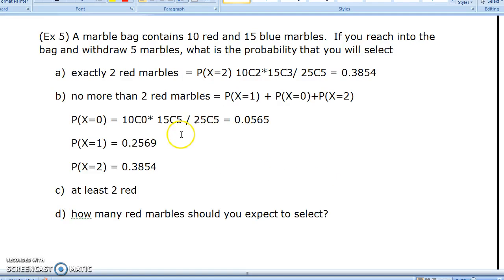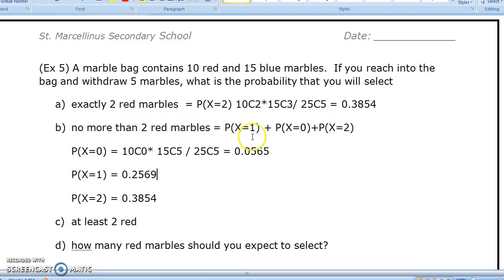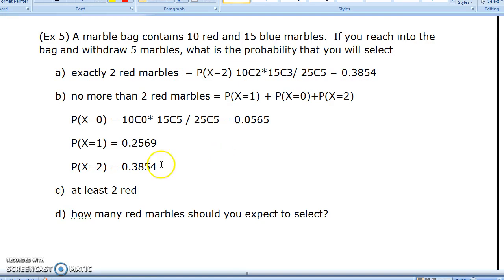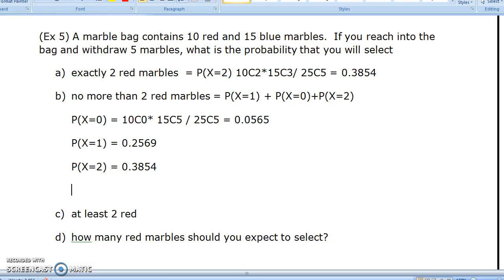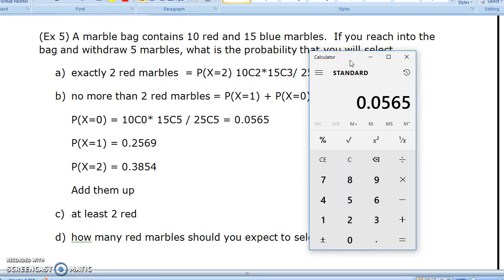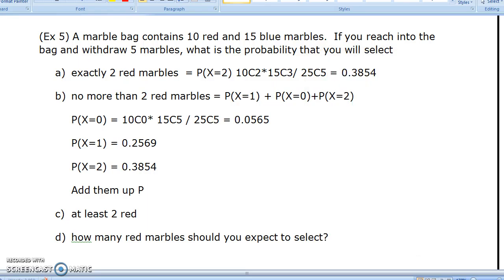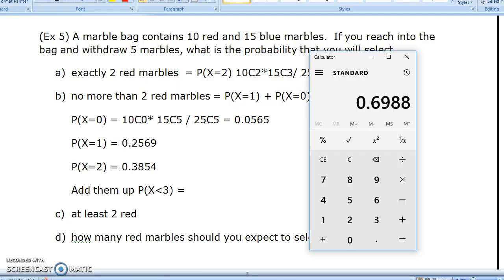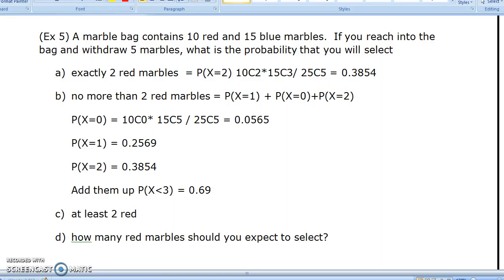No more than 2 means we either got 0, 1, or 2. So it's not a complement question, right? We're just going to add them all up. Let's quickly do that now. 0.0565 plus 0.2569 plus 0.3854, and we get 0.6988. So the probability that x is less than 3 is equal to 0.6988.